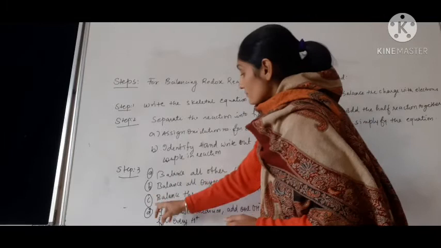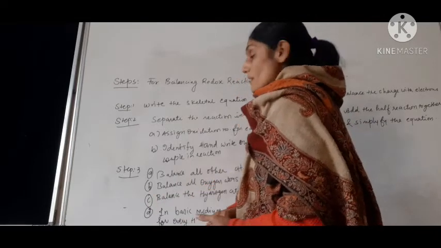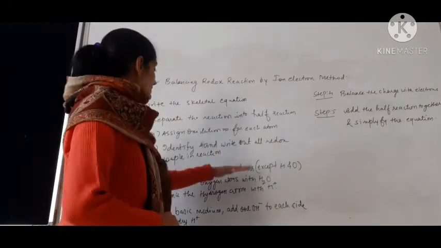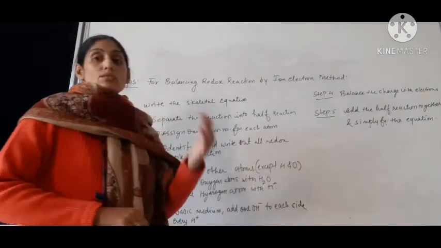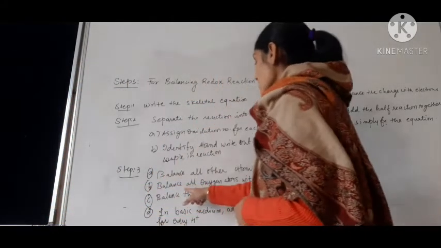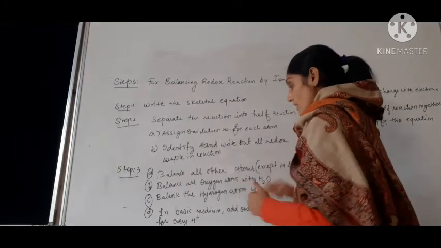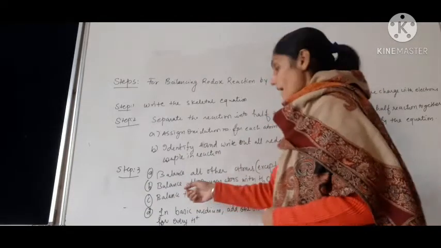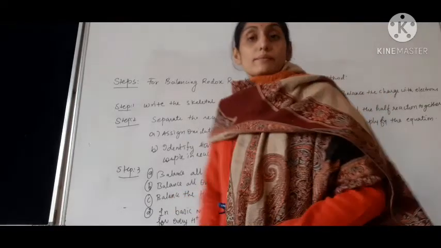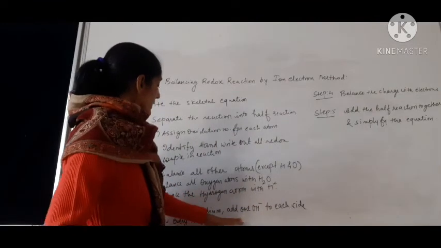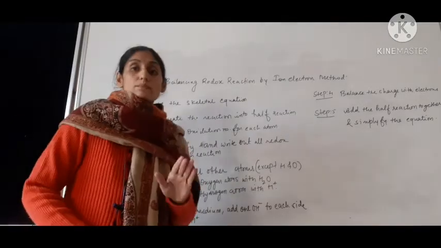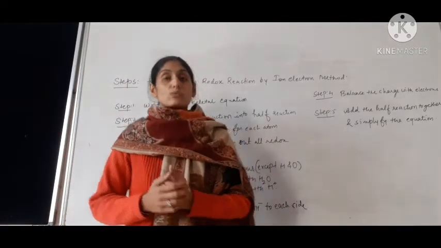Step 3 involves 4 categories where we are balancing the atoms. Very first we balance the atoms other than hydrogen and oxygen. हाइड्रोजन और ऑक्सीजन के अलावा जो भी एटम्स है उसको हम पहले बैलेंस करेंगे. Then we balance the oxygen by adding H2O. Then, if it is acidic medium, we balance the hydrogen by adding H plus ions. And in basic medium, we add one OH minus to each side for every H plus. H plus है तो दोनों तरफ हमें OH minus ion को ऐड करना है.